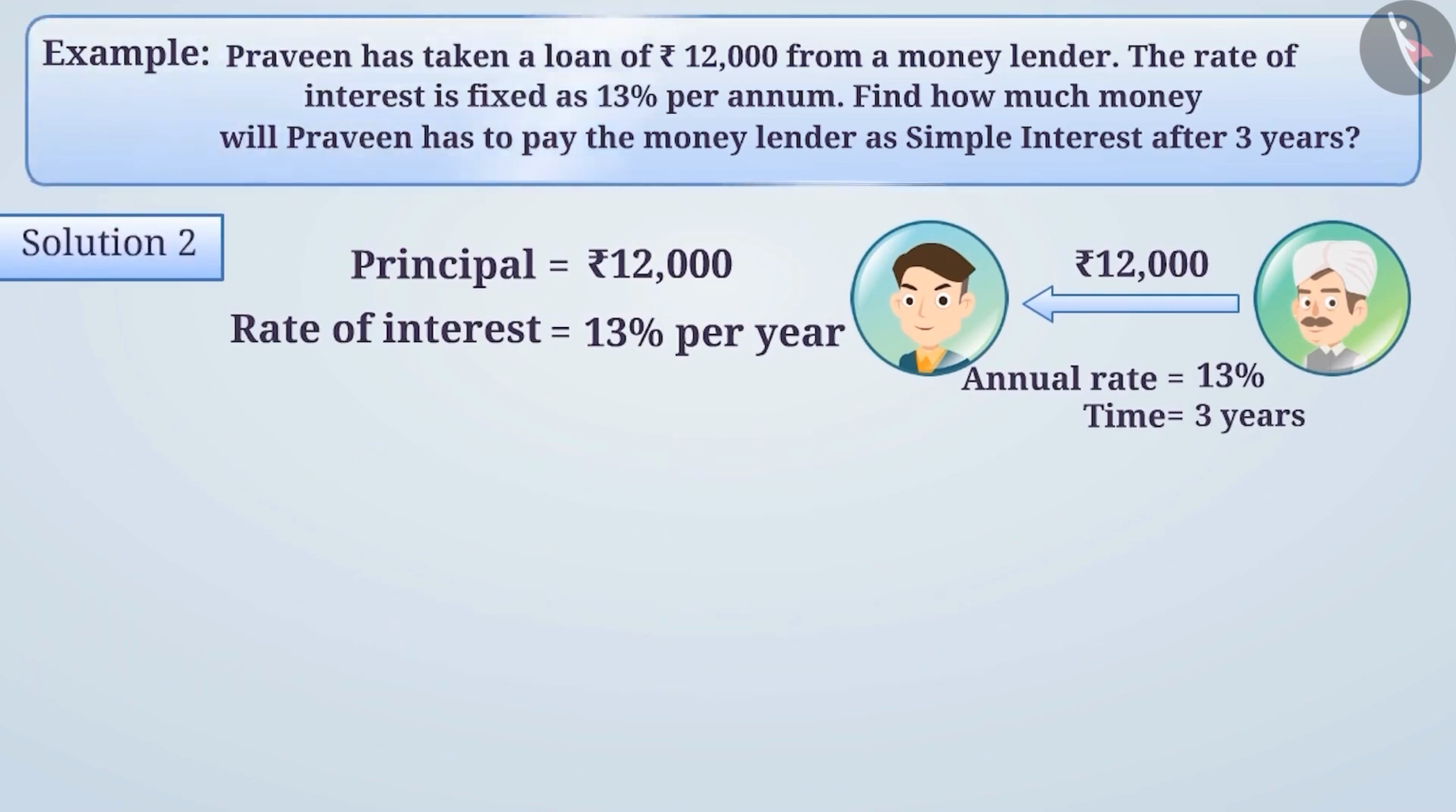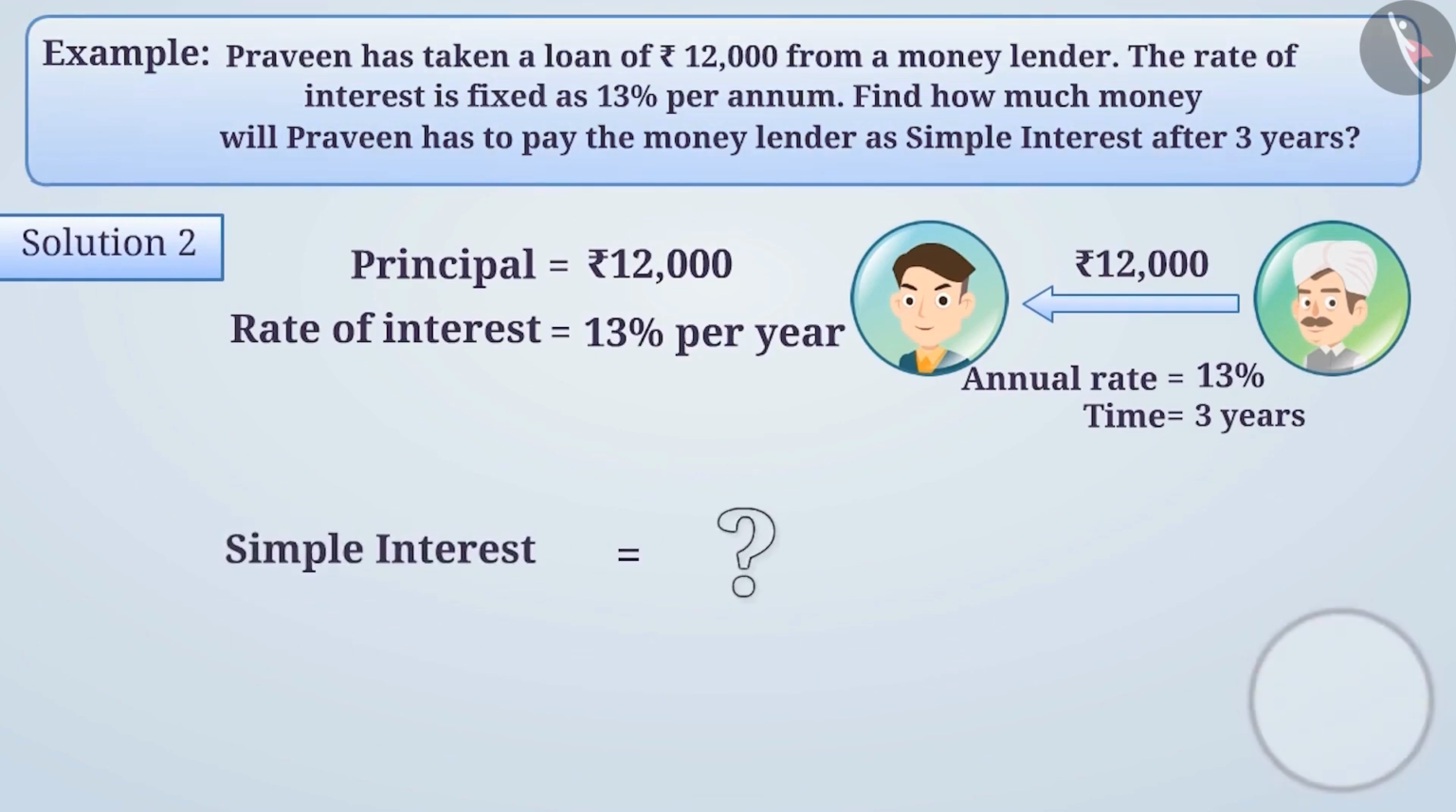Solution 2. We can also solve this example with the help of a formula. Do you remember the formula for simple interest? Think for a while. You've got it right. The formula to calculate simple interest is I is equal to PRT by 100.